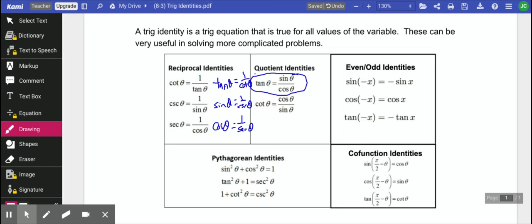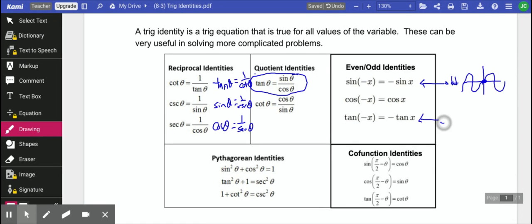The even and odd identities, what this says is that sine of negative x is the same thing as negative sine x. And that is the definition of an odd function. If you remember way back first semester, we talked about odd functions. Odd functions have origin symmetry. And if you think about the graph of sine, it does have origin symmetry because if you take it and rotate it 180 degrees, it's the same thing.